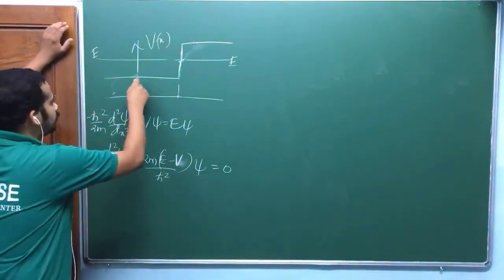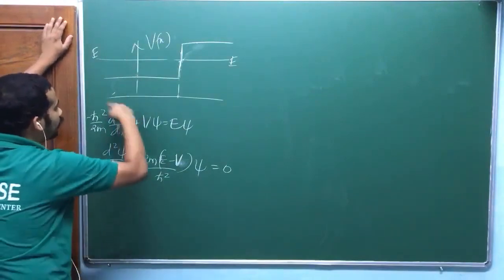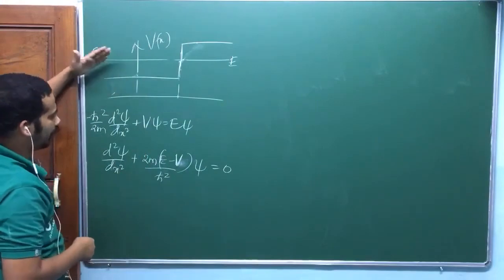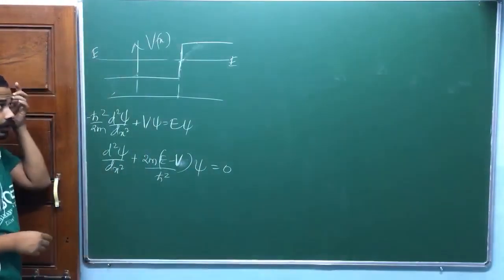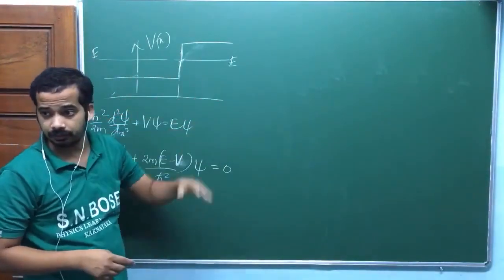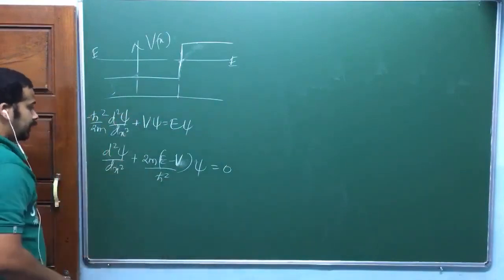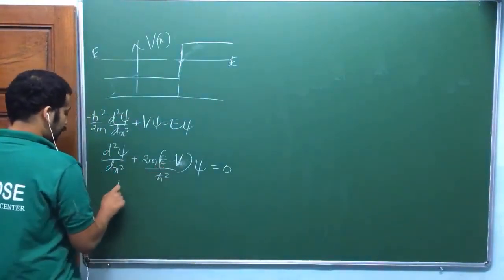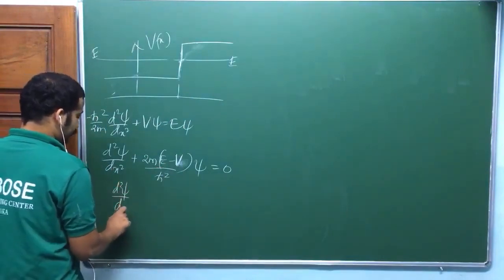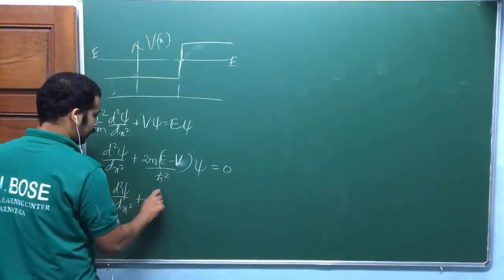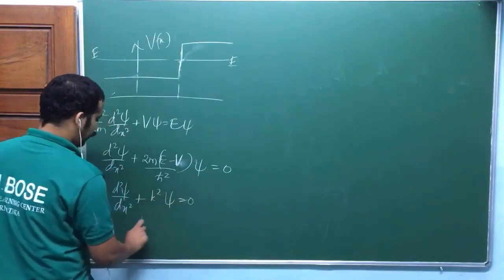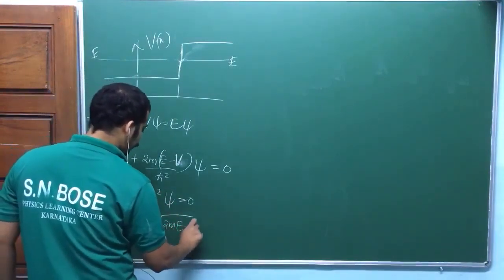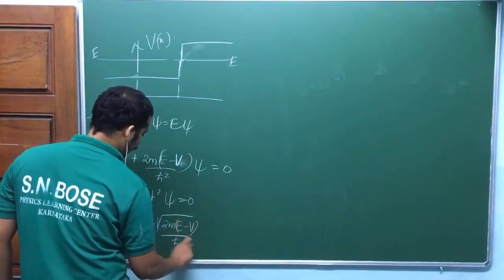Now, I'm talking about this region, the classically allowed region, where energy is greater than V of x and our kinetic energy is positive. In the other case, kinetic energy would be negative. Look at the solution: E minus V is positive, so d square psi by dx square plus k square psi is equal to 0, where k is equal to root of 2m(E minus V) divided by h bar.